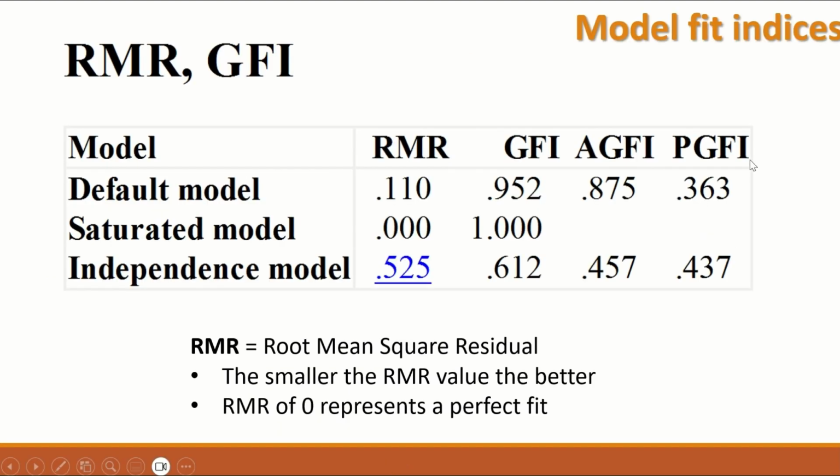the table. It shows the GFI, the AGFI, the PGFI, and the RMR. Another index is the RMR, which stands for Root Mean Square Residual. The smaller the RMR value, the better. A value of 0 represents a perfect fit.